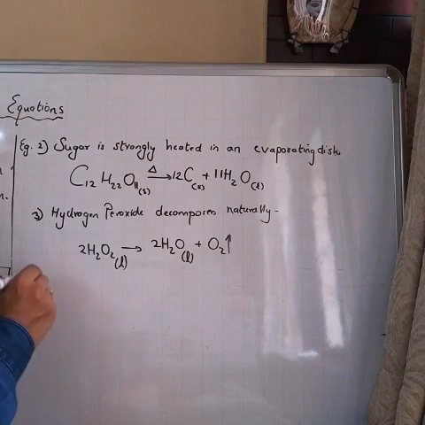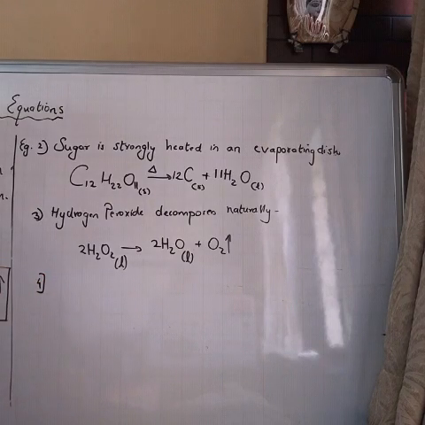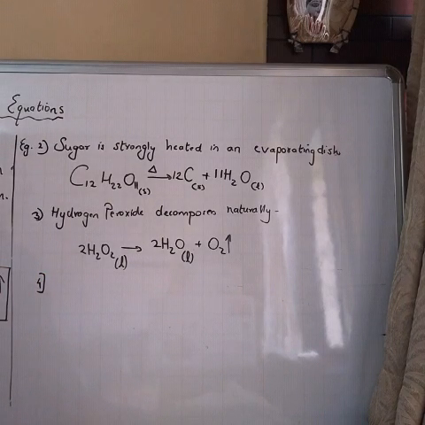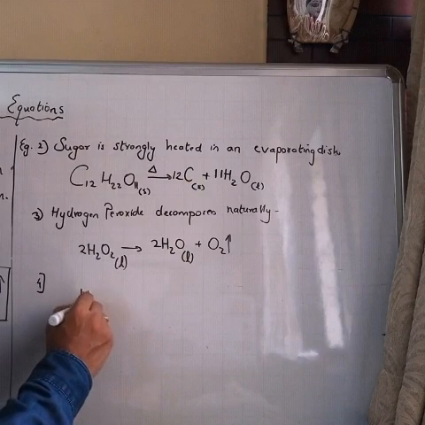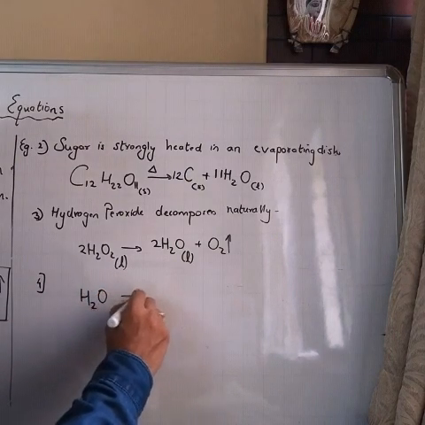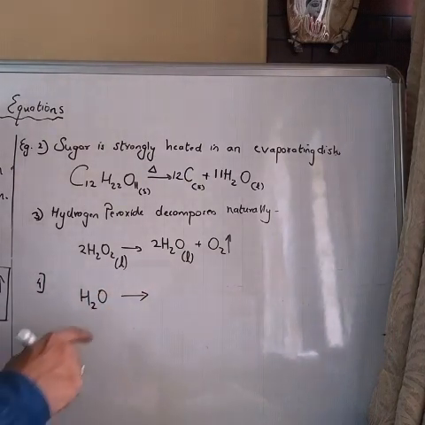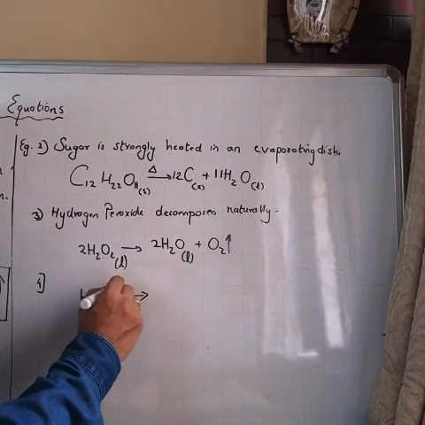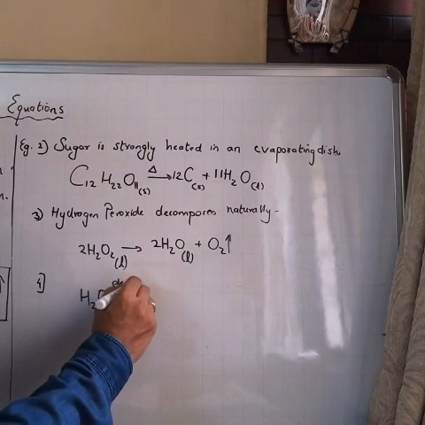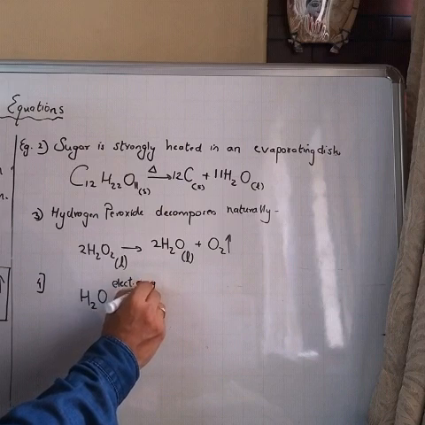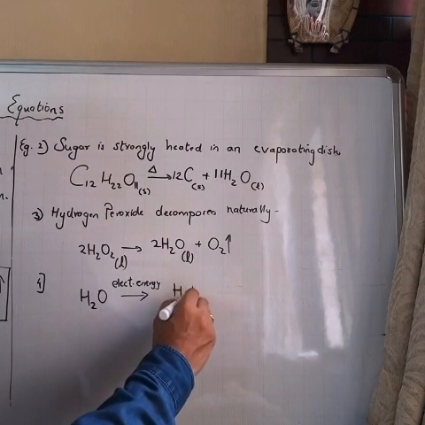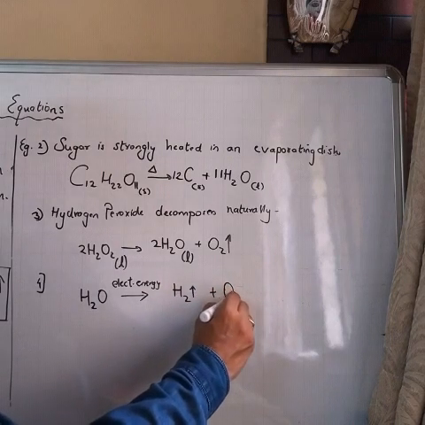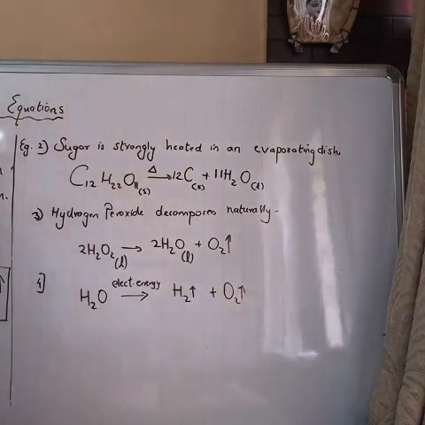Okay. The fourth example for decomposition reaction I will give is that of electrolysis of acidulated water. Electrolysis of acidulated water means water containing acid in it. On electrolysis or on supplying electric energy, okay, it decomposes to give hydrogen gas and oxygen gas, okay.